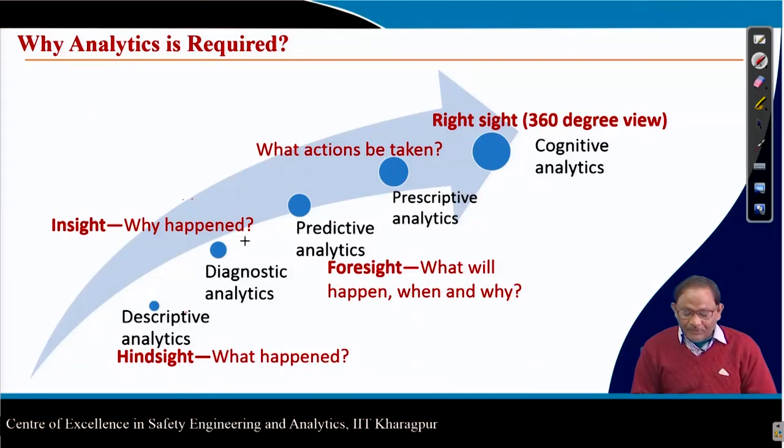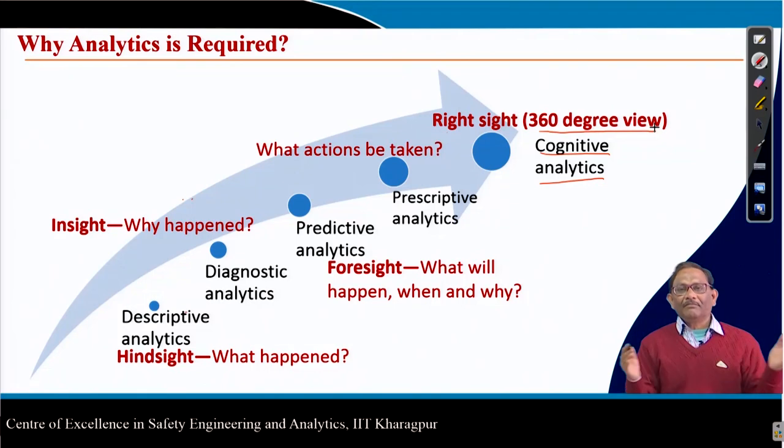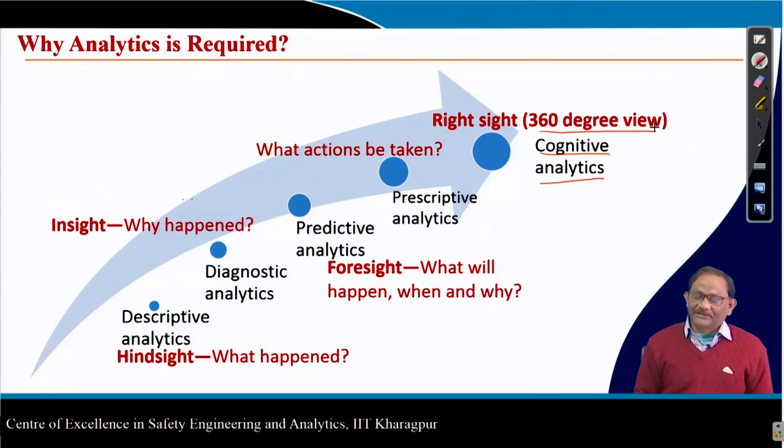When we talk about foresight, this is basically predictive analytics. When you talk about what best actions to be taken, this is prescriptive analytics. So, this is well known. Now, in addition, people are focusing on cognitive analytics. That means a 360 degree view of the enterprise. If we talk about a plant, a 360 degree view of the plant from a safety and risk management point of view, then that is basically cognitive analytics for safety and risk management.